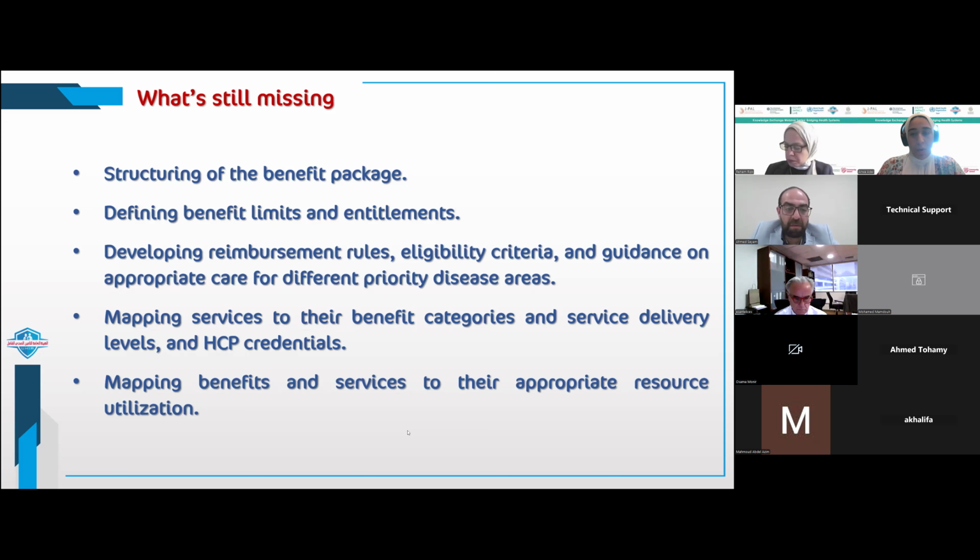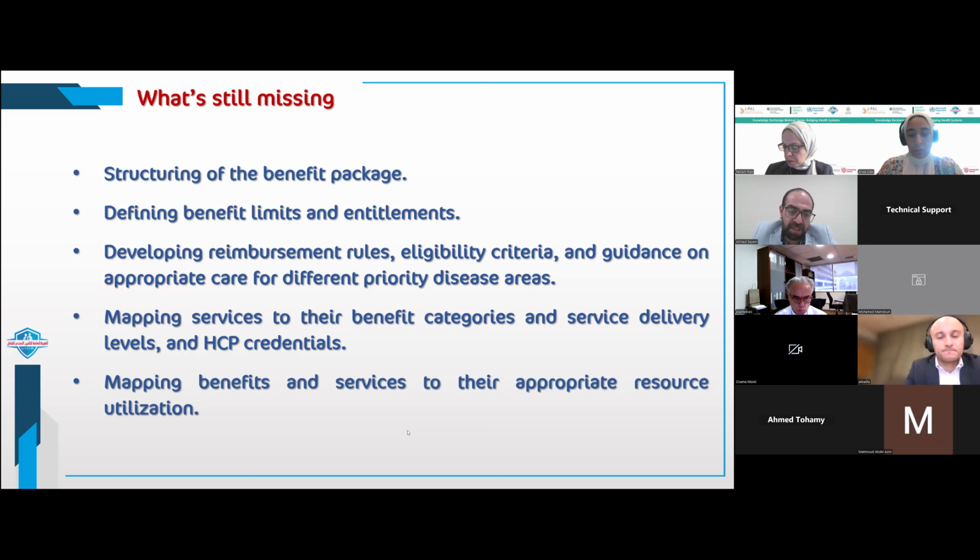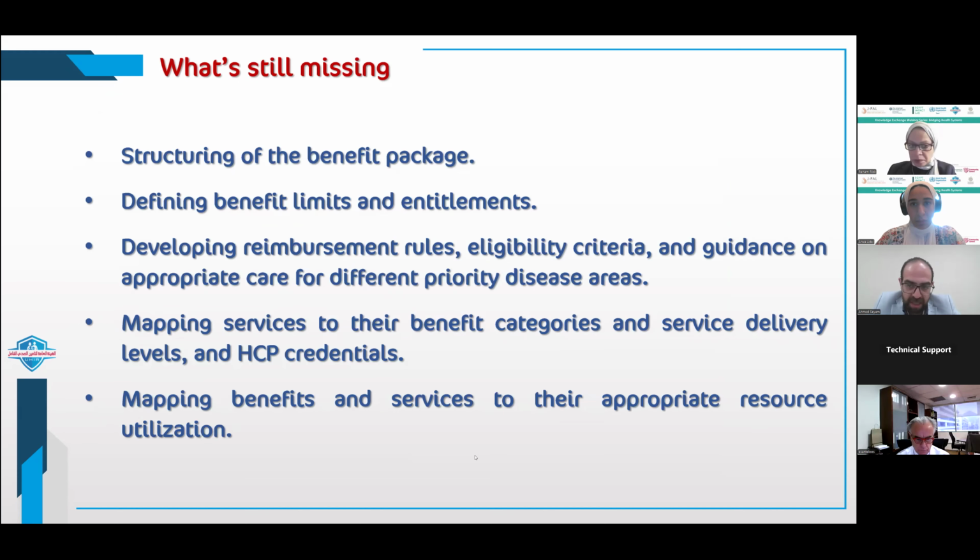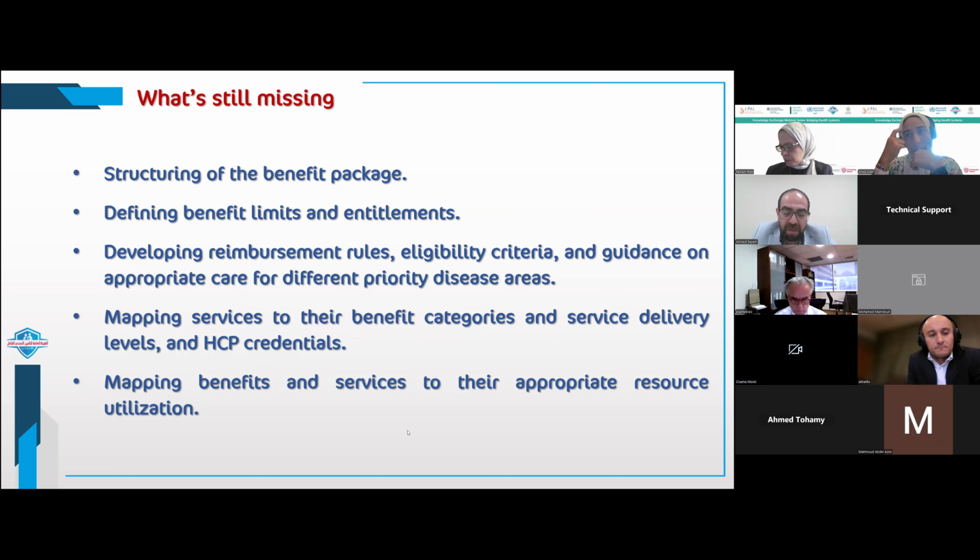And then we also have another task of mapping these services to their service delivery levels, HCP credentials. It's been partially completed actually. So we have many of the services like the drug formulary, for example, each and every medication is linked to its appropriate provider level. We have the same for surgical interventions, for example, etc. And we're continuing to build more and more of these rules and this guidance. And also, we're working on mapping the benefits and the services to their appropriate resource utilization and taking this forward as part of our costing and pricing activities.